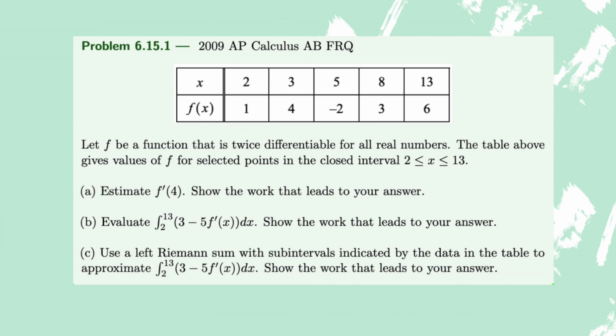Please pause the video and try the problem on your own. So by now I hope you actually paused the video and tried the problem. So the first part says estimate f prime of 4, which is basically the slope at x equals 4. So basically I'll use the point closest to 4 to the left and the point closest to it to the right. So I'll use x equals 3 and x equals 5.